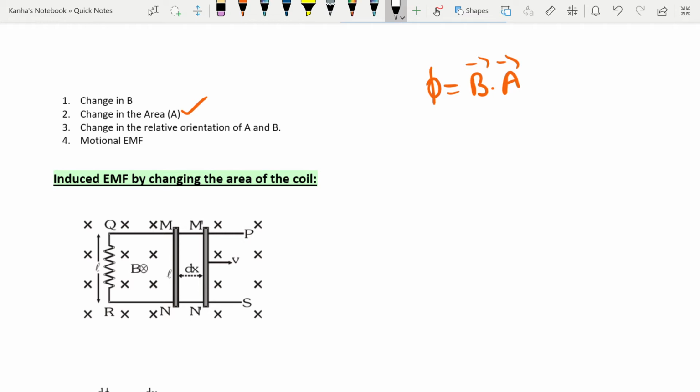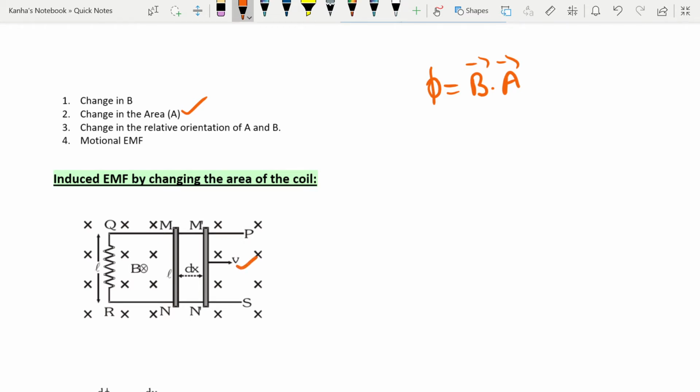Okay, and I place this in a uniform magnetic field B, which is perpendicular to the plane, and it is vertically inward. Then I placed a wire MN of length L on this frame. The wire MN will move with the velocity v in the direction that I have shown. So it's moving to the right side.